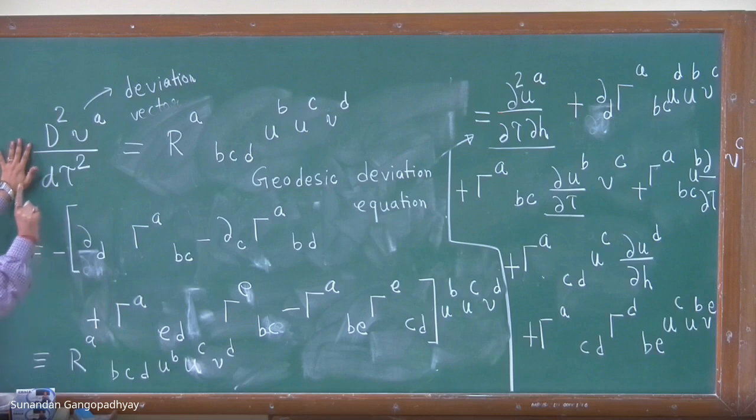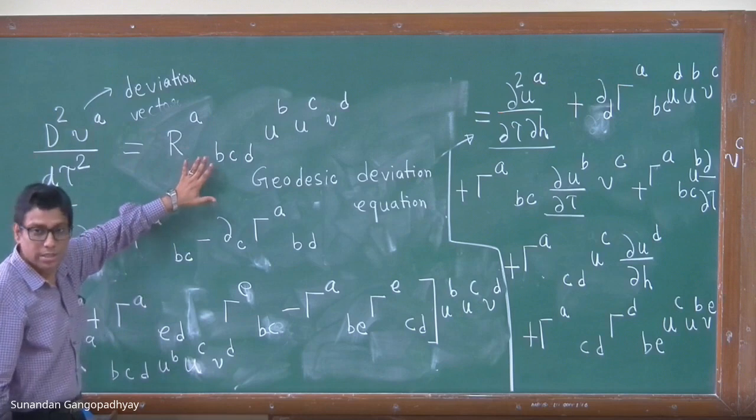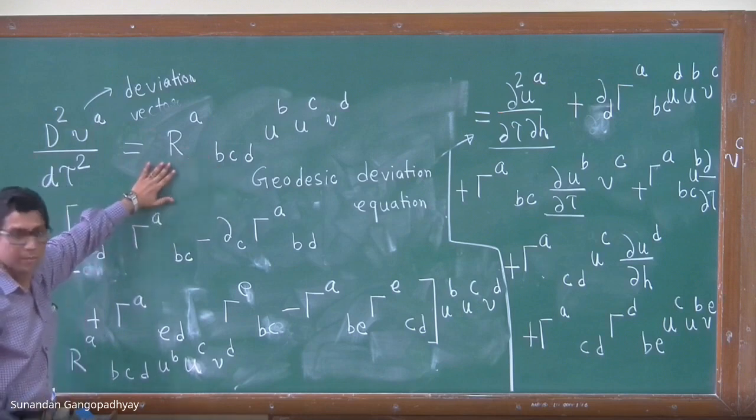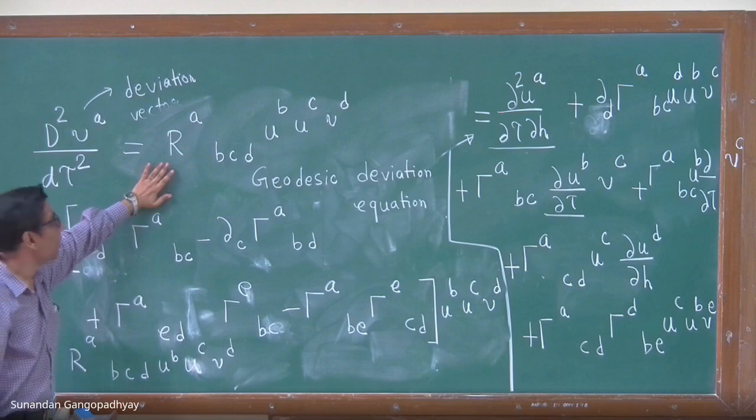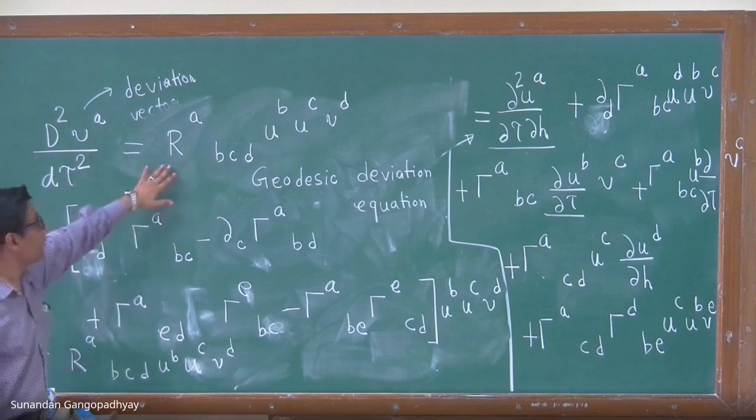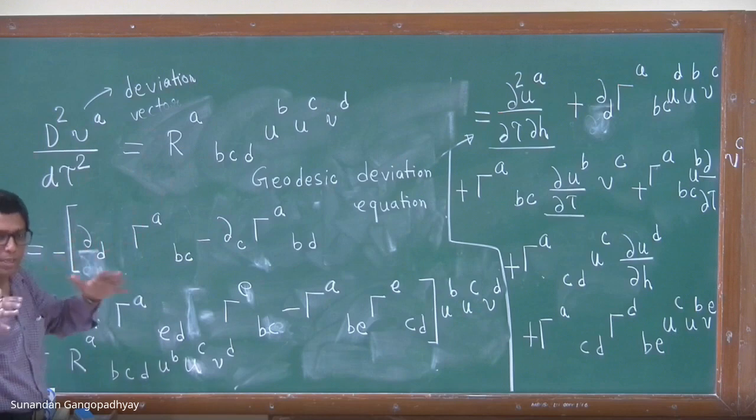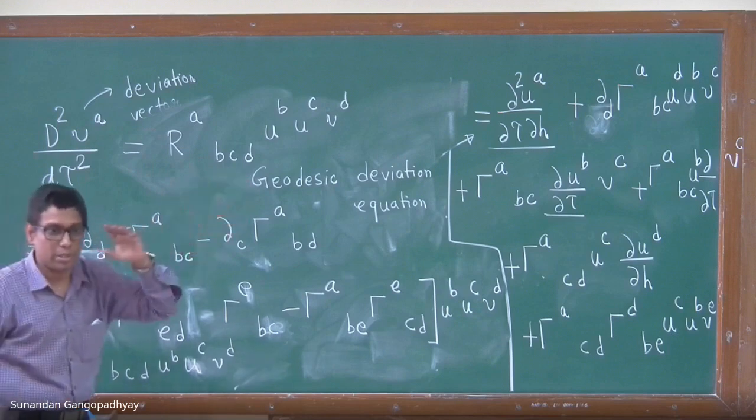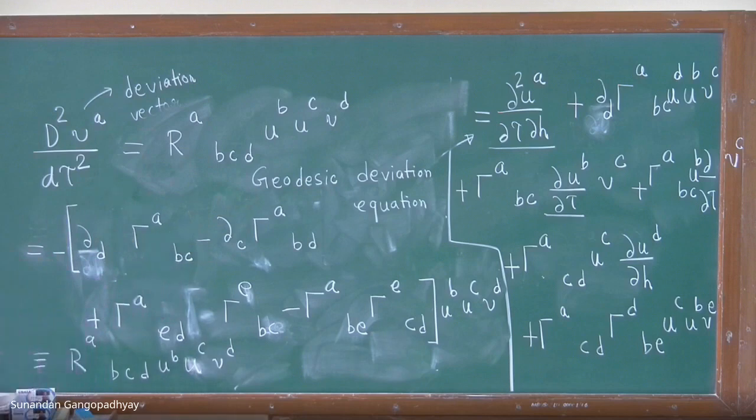As tau changes. So it tells you that this separation V A will not change. It will remain the same if the curvature vanishes. If the right hand side is 0, then this separation will not change. So it will remain as it is. But this curvature is a measure of whether the geodesics are coming close or moving away from each other. That is what it gives you.